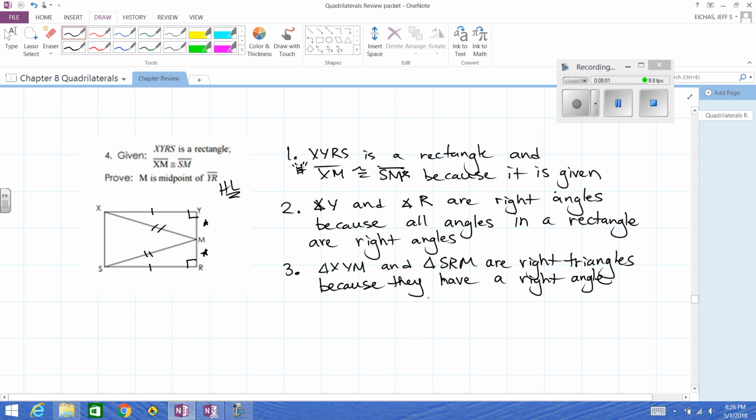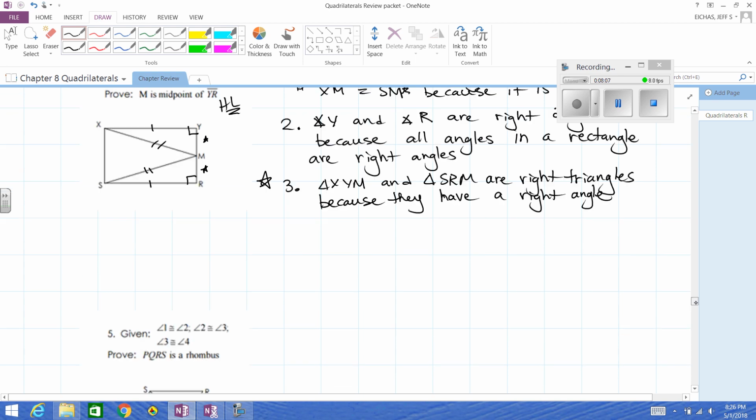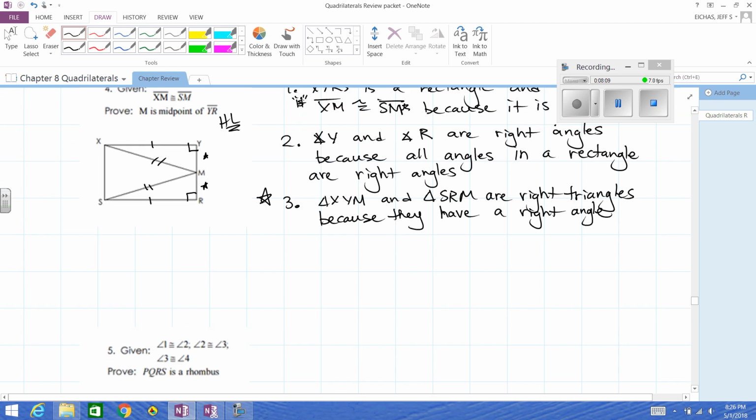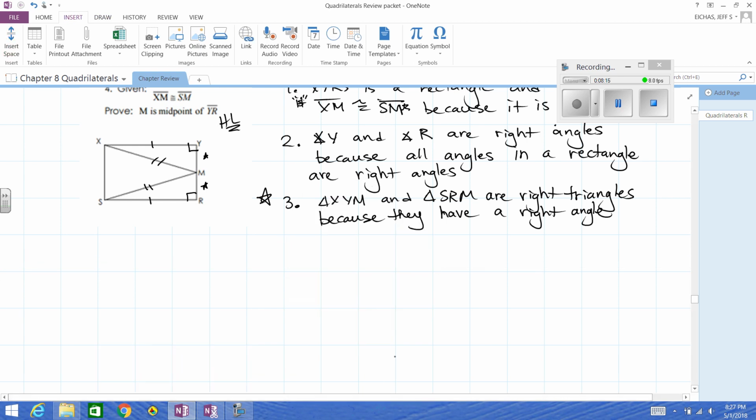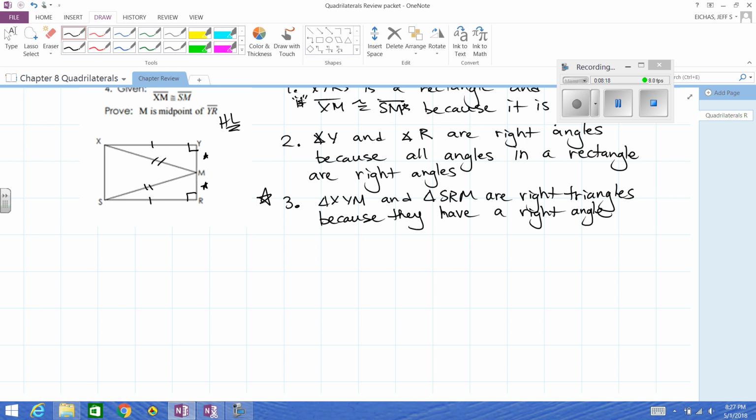You could probably get away without this step, but I like it. I think it makes it more complete. You know, I'm going to use hypotenuse leg. I should kind of establish the fact that it is, in fact, a right triangle, so that I can use the idea that it's a hypotenuse. All right, so we had a pair of hypotenuses. We got right triangles.